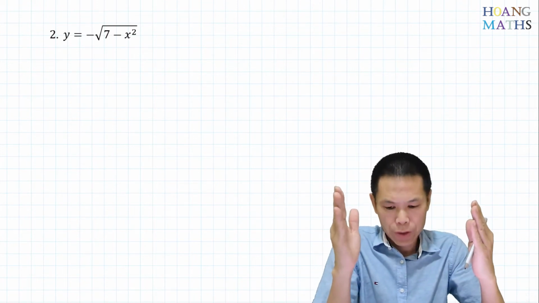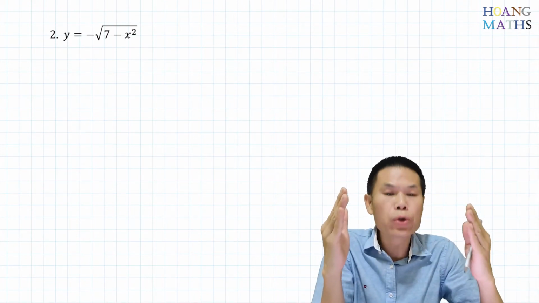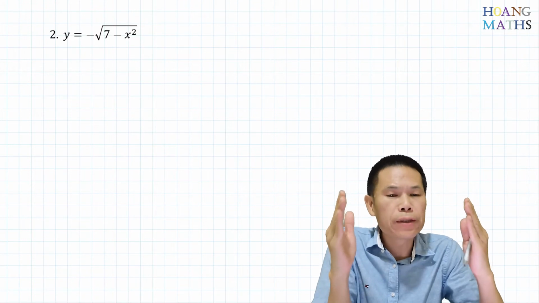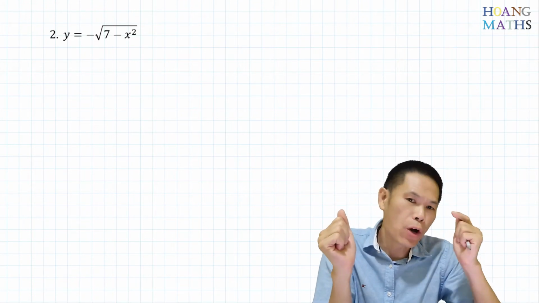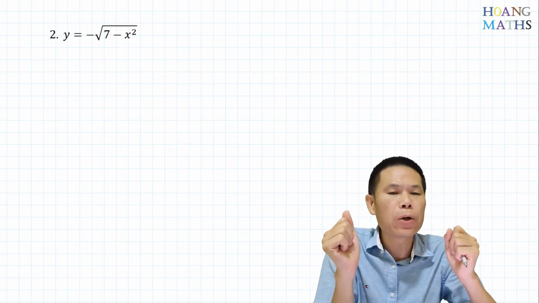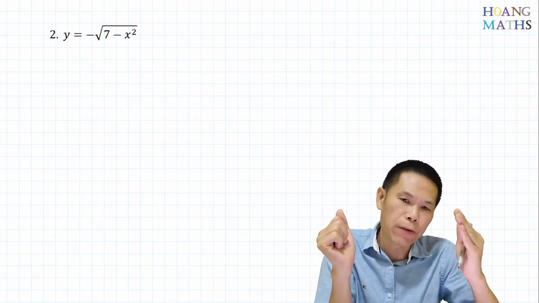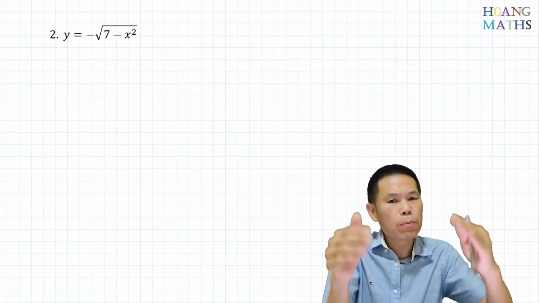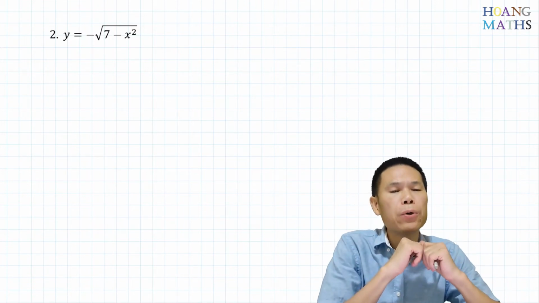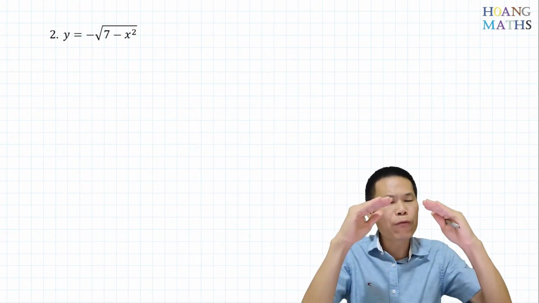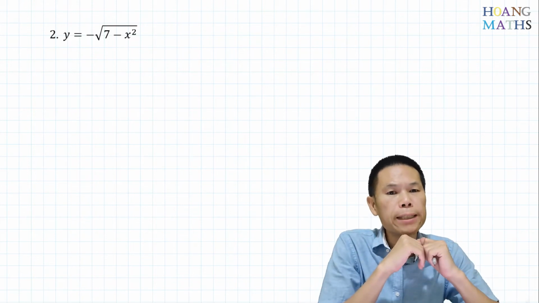Second one. So y is equal to negative square root of 7 minus x squared. So we know that the center of this semicircle is 0, 0, and the radius is square root of 7. And it's negative, so the bottom half of the semicircle. In other words, the graph will be below the x-axis.